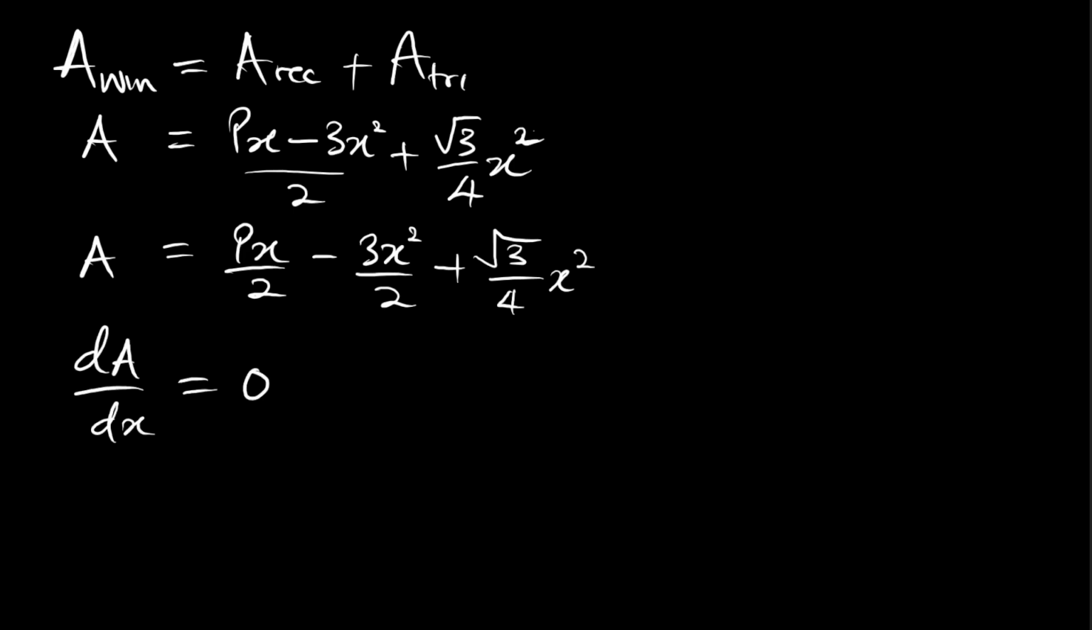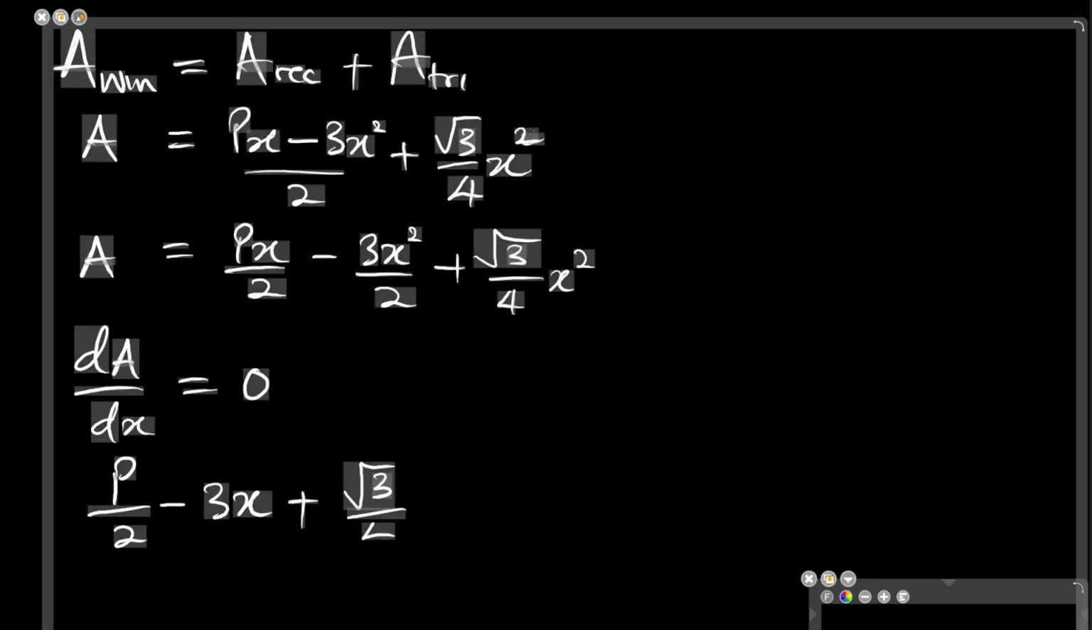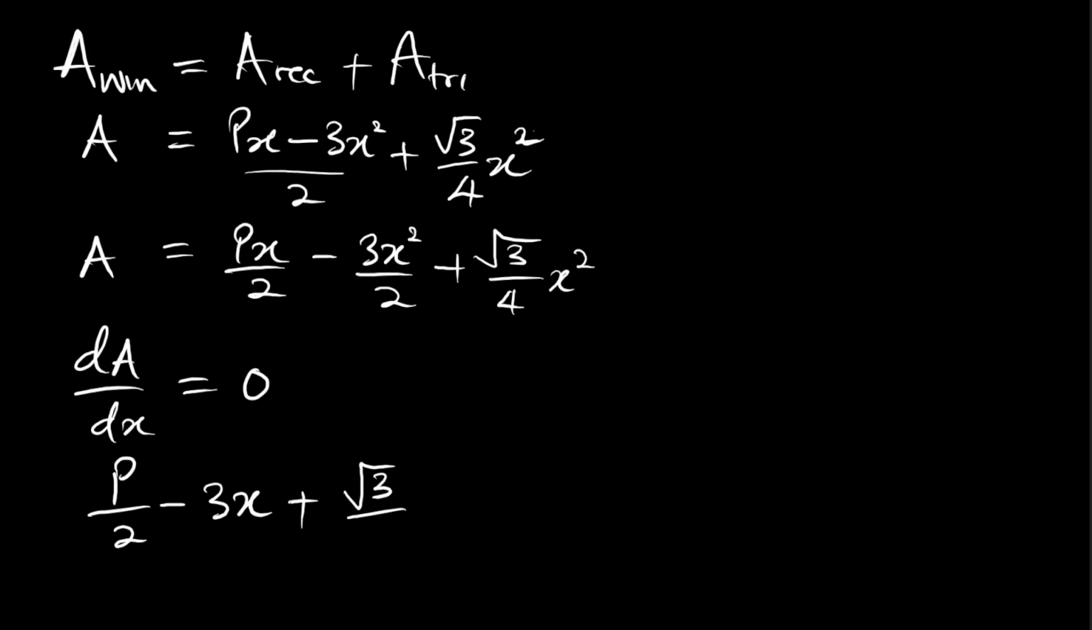So when we differentiate area with respect to the side x, that's going to give us p over 2 minus, when we differentiate 3 over 2 x squared, we are going to have 3x, plus, when we differentiate root 3 over 4 x squared, that's going to give us root 3 over 2 x rather. Sorry. We equate it to 0.